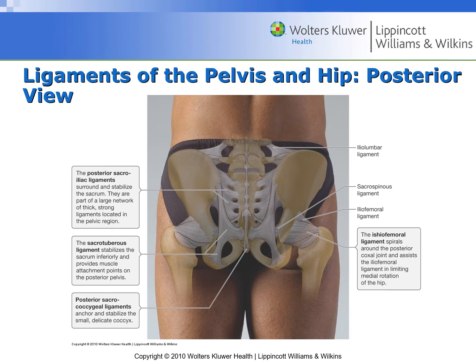And here we have the ligaments of the pelvis and hip from a posterior view. The posterior sacroiliac ligaments surround and stabilize the sacrum. They are part of a large network of strong, thick ligaments located in the pelvic region. The sacrotuberous ligament stabilizes the sacrum inferiorly and provides muscle attachment points on the posterior pelvis. The posterior sacrococcygeal ligaments anchor and stabilize the small, delicate coccyx. The ischiofemoral ligament spirals around the posterior coxal joint and assists the iliofemoral ligament in limiting medial rotation of the hip.